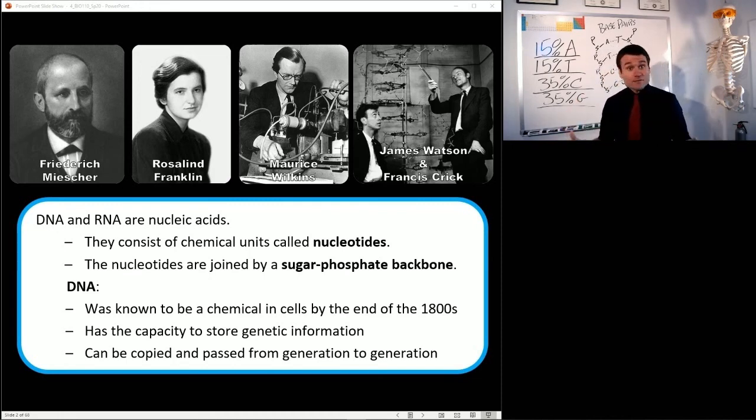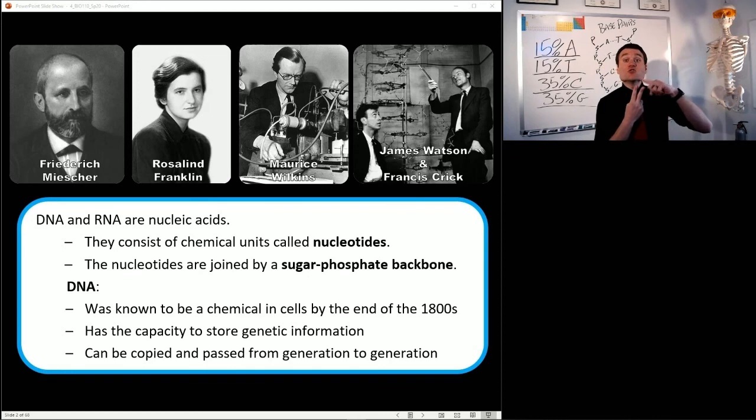So the discovery of DNA was not accomplished really by one person. Understanding everything we do about DNA has taken the work of hundreds of scientists, and I've only had time to mention a couple of them here. So, what do we know about DNA? We know it's a two-stranded molecule.